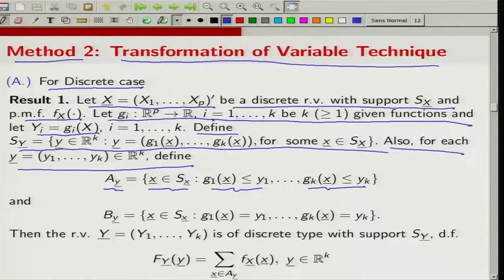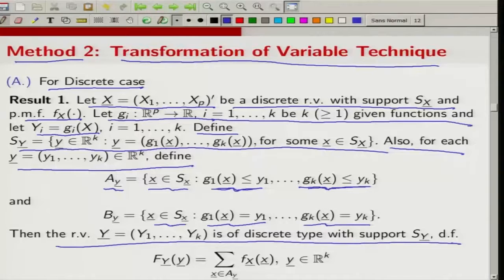This would be useful when we find the distribution function of Y, because that is a certain probability, and I will have to sum the probability mass function over a desired range, and this is the desired range for finding the distribution function. Now, if I have to directly find the probability mass function, then I have to sum the probability mass function over the desired range for Y = y, which is the collection of all those x belonging to Sx such that g1(x) = y1, ..., gk(x) = yk. Then the random variable Y is of discrete type with support Sy.